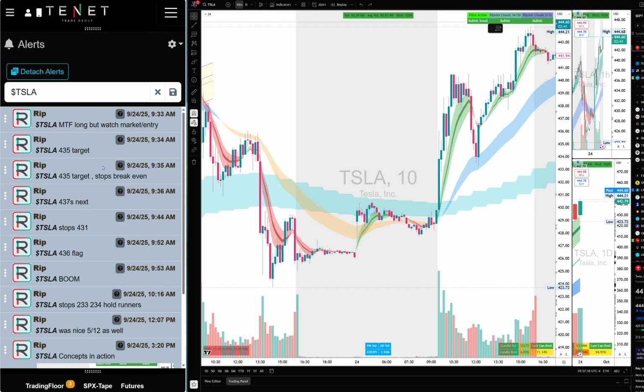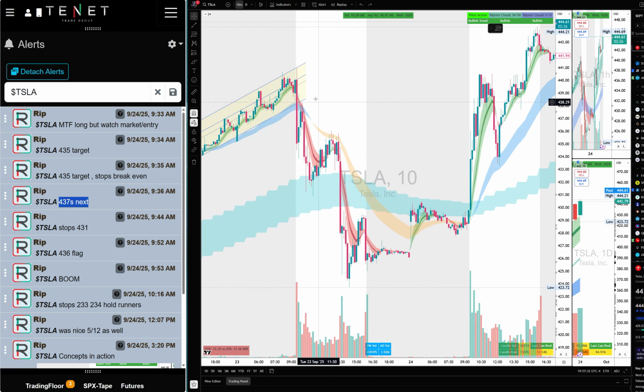So we were long right away. I gave the 435 target, and we hit the 435 target in the next 10 minutes. The next target I gave was 437. I gave those targets in the morning, and we hit the 437 target as well. Our next targets were over the 440 yesterday highs, and you could see that we pushed towards the yesterday highs.